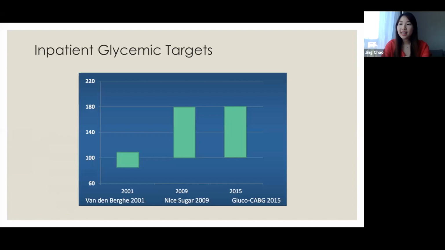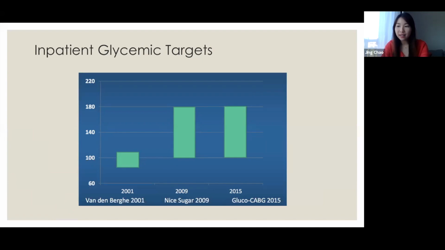All right, looking at the inpatient glycemic targets more closely, the glycemic goals within the hospital have evolved over the last 20 years. The initial target of 80 to 110 milligram per deciliter was based on a 42% relative reduction in the ICU mortality in critically ill surgical patients, and this was from the Van den Berghe study published in the New England Journal of Medicine in 2001.